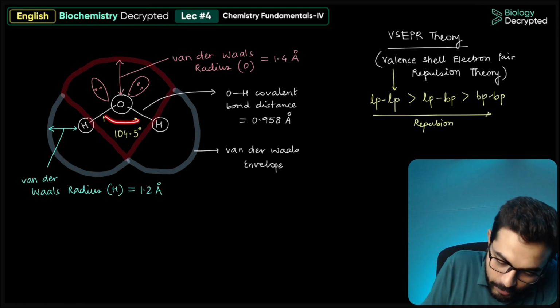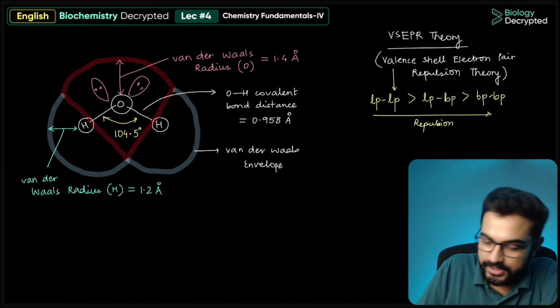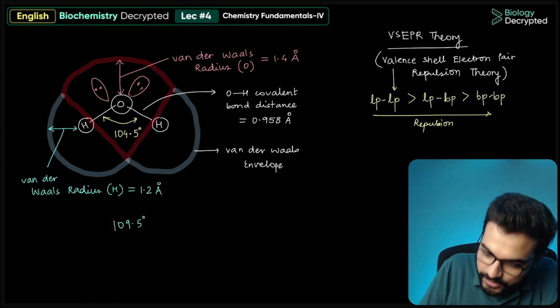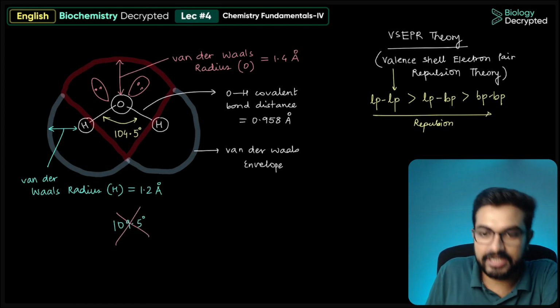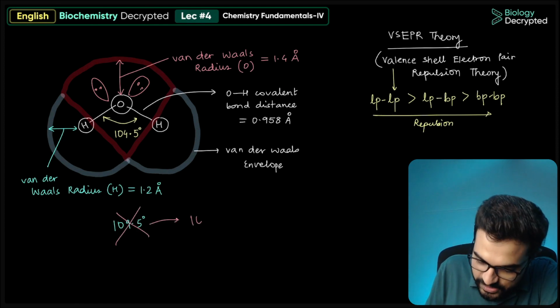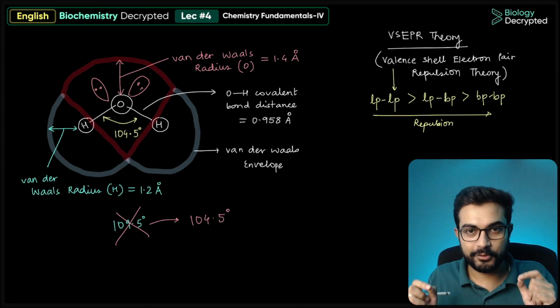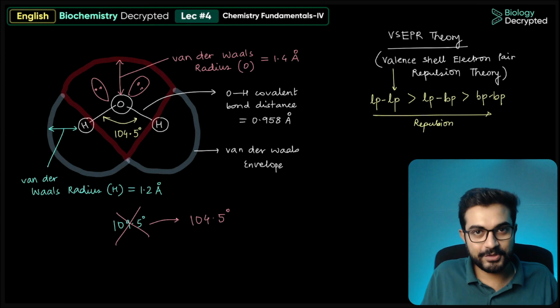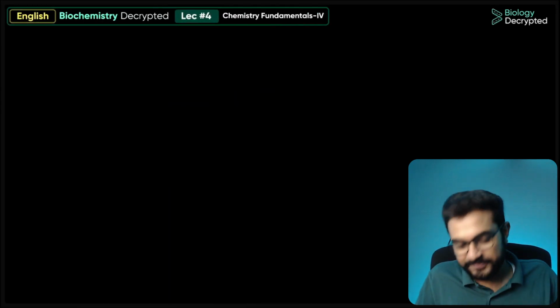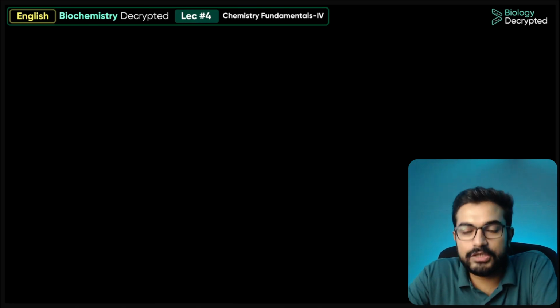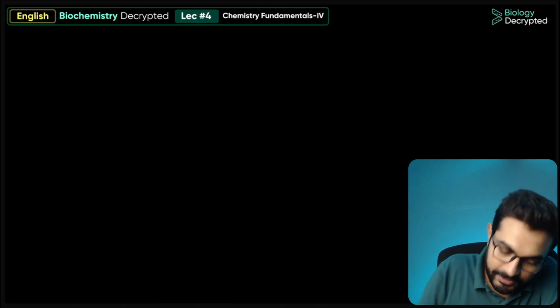So the bond angle here is not the expected 109.5 degree. It is not 109.5 degree. What it actually is 104.5 degree. And this is something very important to note. I hope you have clearly understood this particular concept. Now, let's move forward. Let's talk about the concept of dipole moment.